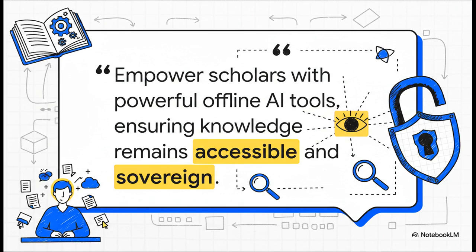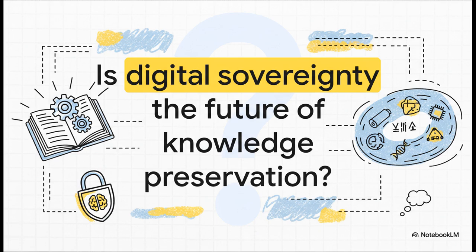There's that word again, sovereign. This is about way more than just personal privacy. It's about making sure that a library's priceless archive can be digitized without ever being exposed to a third party. It's about putting the control back in the hands of the people who are preserving our knowledge. And that leaves us with one final big thought to consider. As more and more of our history, our culture, and our sensitive data gets digitized, tools like this force us to ask a really critical question. Is this model of true digital sovereignty, where our data never leaves our control, the future of how we preserve and interact with knowledge? It's definitely something to think about.